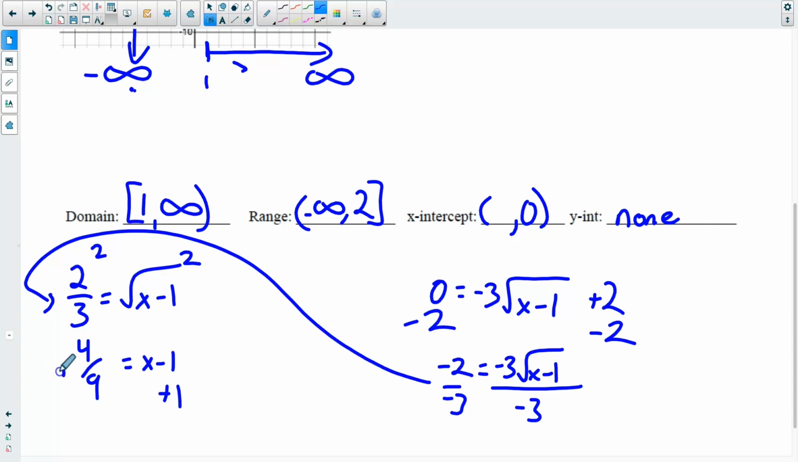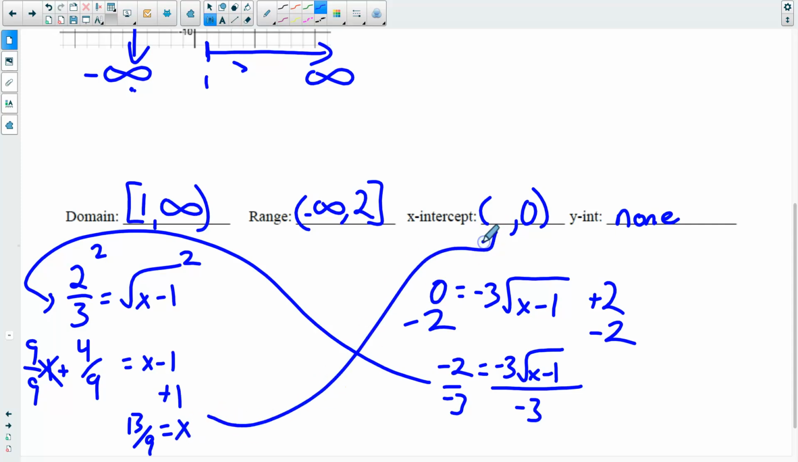So if I add 1 over here, what's another way that I can write 1 that would help me out with this fraction? You do get 13/9. So instead of putting 1 here, I'm just going to put 9 over 9 because it's the same thing. And so that gives me 13/9 equals x. So that is our answer right there. Questions?